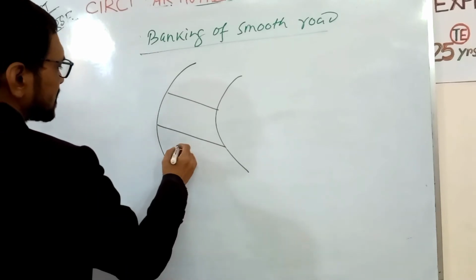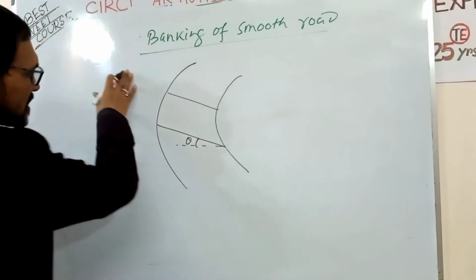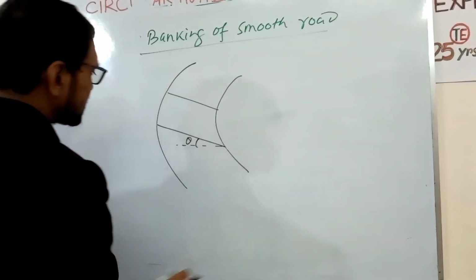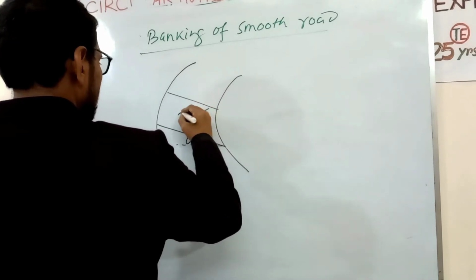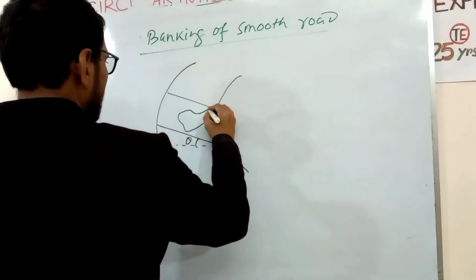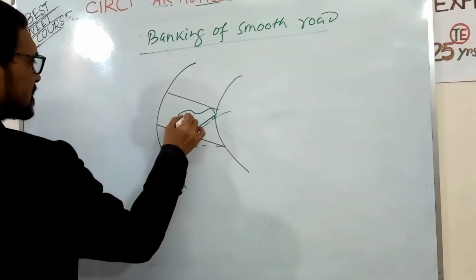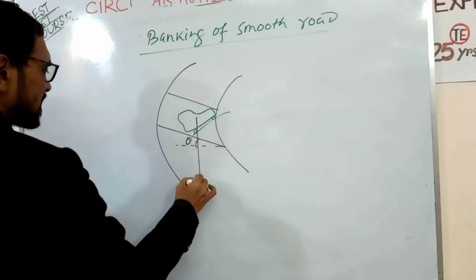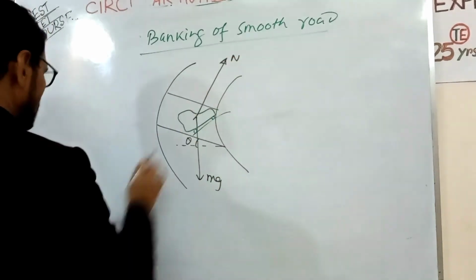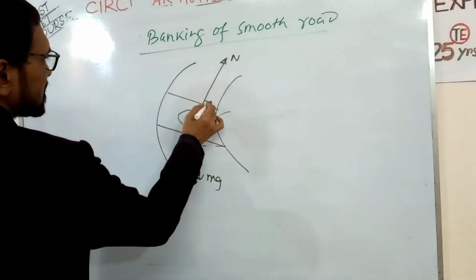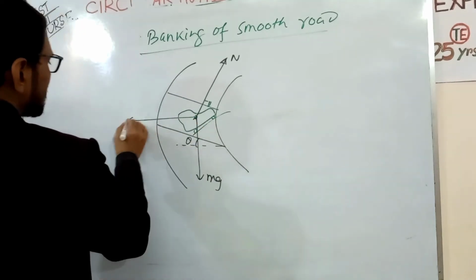Now this inclination, this path is a banking road. This is not a plane, but it is inclined. Now if a car takes a turn in this path, what are the different forces acting? Weight acts in this direction, and the normal force acts in the normal direction. What is the normal direction? It is normal to the plane. This is the normal force N. Now the centrifugal force acts in this direction.